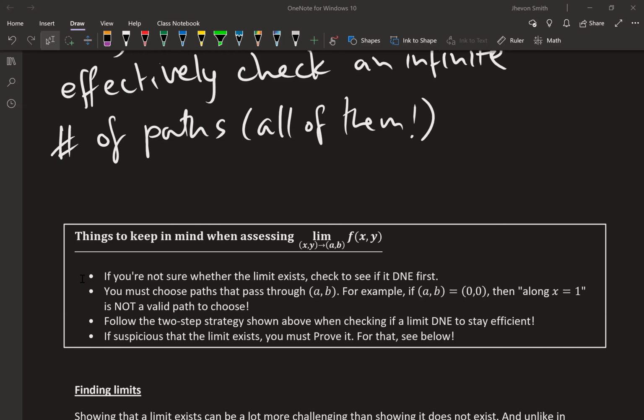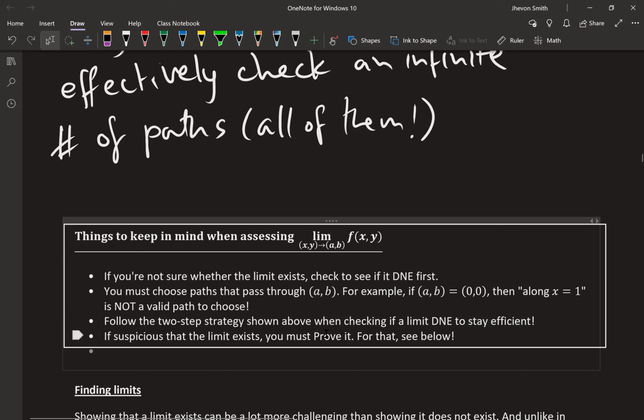In the event that you're not sure, check that it doesn't exist first. Do it using the process that I gave you. This will cause you to be very efficient, and within 2 tries, you'll know pretty well whether or not it exists. Not a guarantee, but in all likelihood, if doing that strategy didn't work out, then it doesn't exist. Make sure you choose the right paths that go through the right answer. So if you chose a bad path and got different answers, you can prove that a limit does not exist when it actually exists, but that's because you messed up the problem. You actually didn't go through a path. Following the 2-step strategy gives you an efficient way to stay efficient.